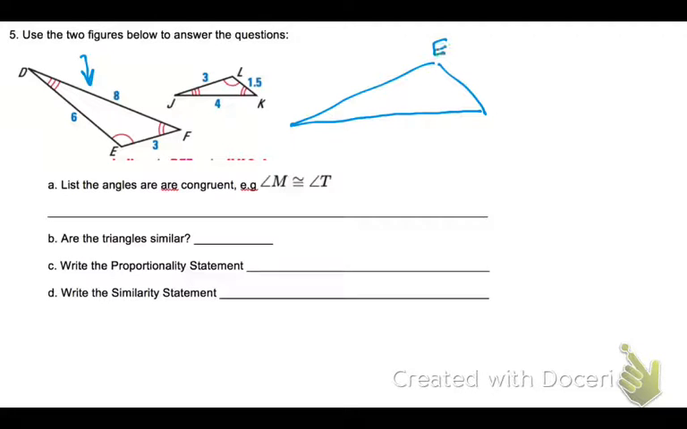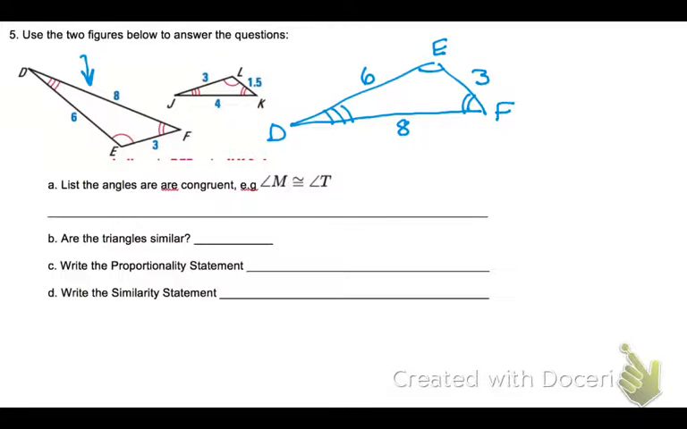Okay, this is E, this is F, this is D, okay, and E has a single curve, F has 2, D has 3. Okay, and the short side EF is 3, the long side FD is 8, and the medium side ED is 6. Okay, so let's check.